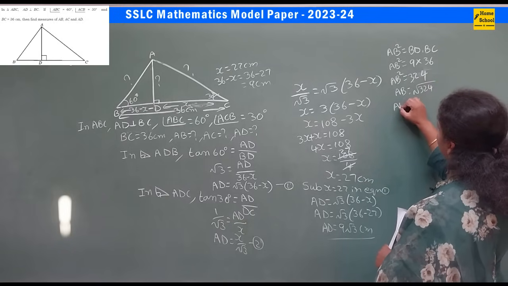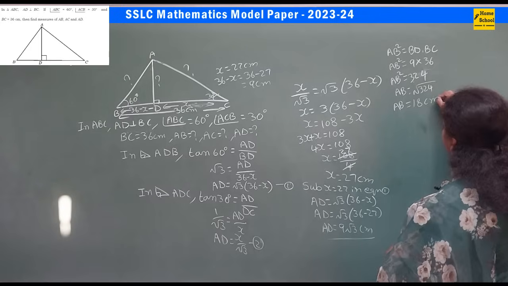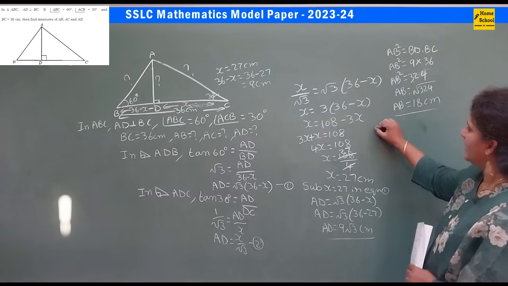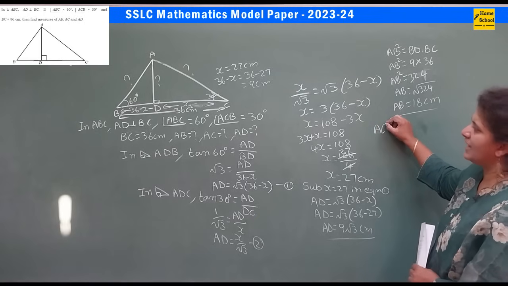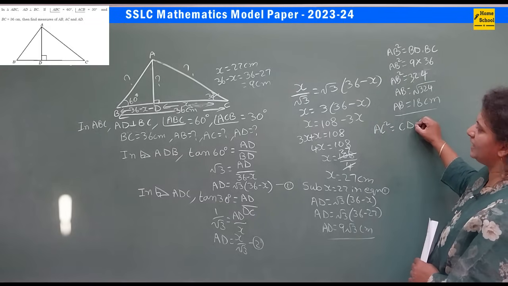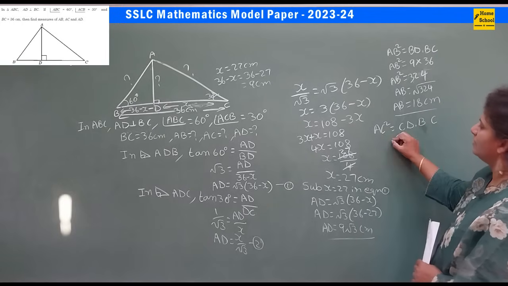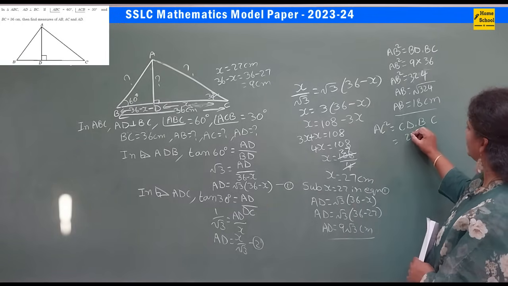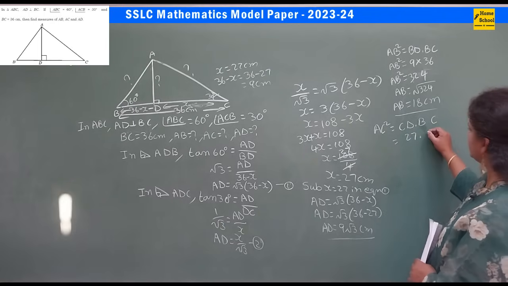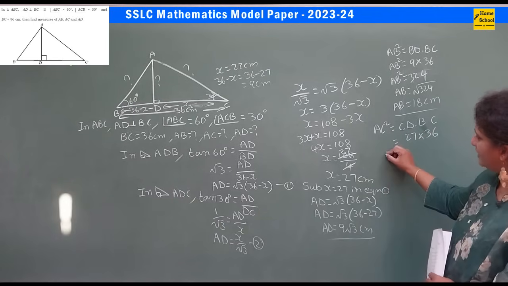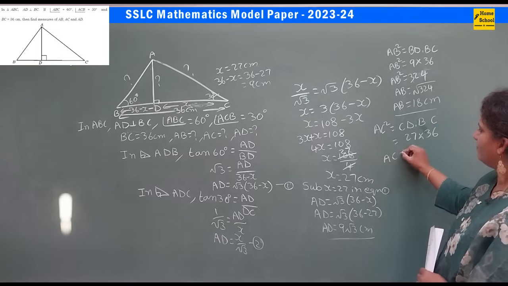Therefore, AB is equal to 18 centimeters. And one more, what do we have? AC. AC square is equal to CD into BC. What is the CD value we got there? X value is 27, into BC is 36. So instead of multiplying this, directly I will apply the square root.